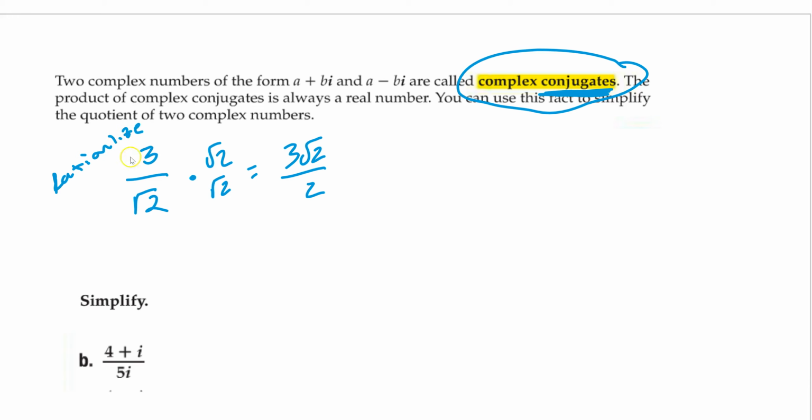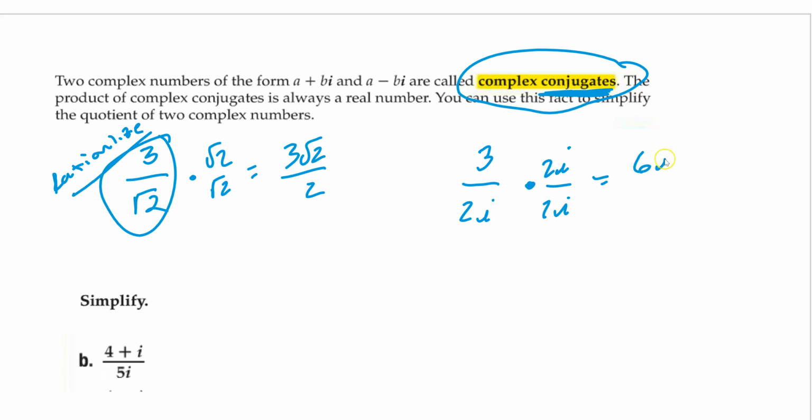Now the thing is, honestly, I don't care about this anymore. AP, IB, they don't really care. This is a fine answer. You don't need to rationalize it to be like that. But the same thing goes on with i's. If you have something like 3 over 2i, you're supposed to rationalize it. The way we do that is we multiply it by itself.